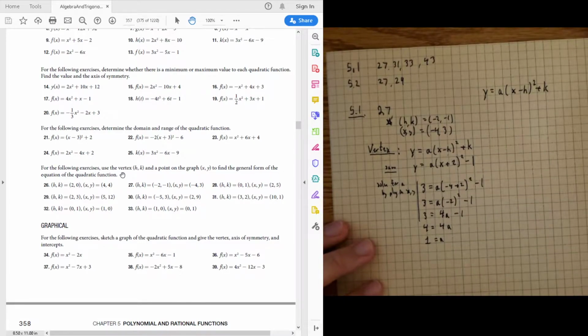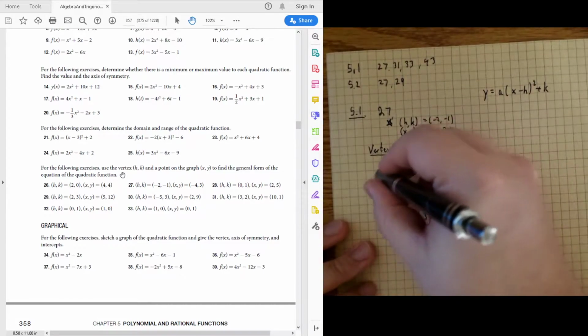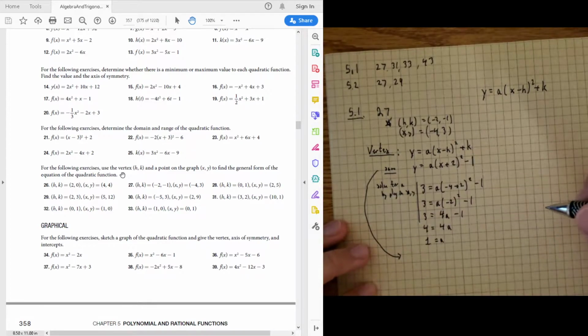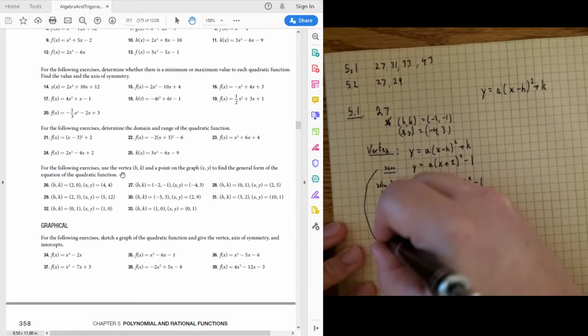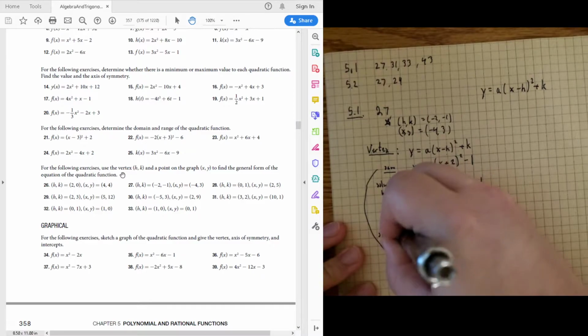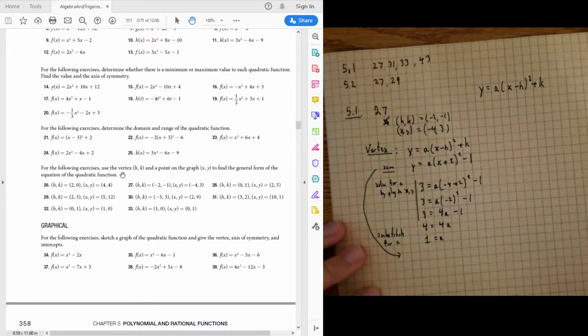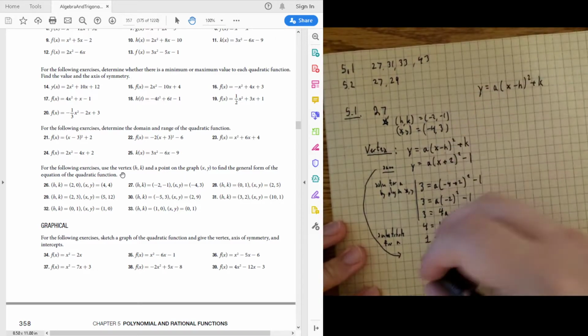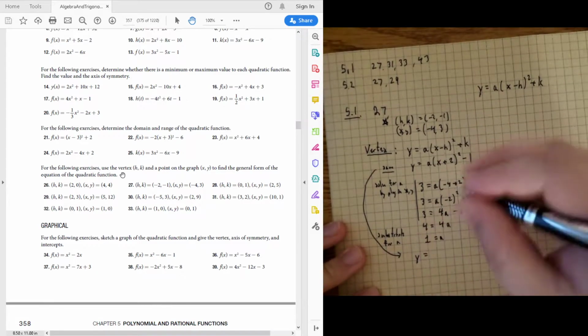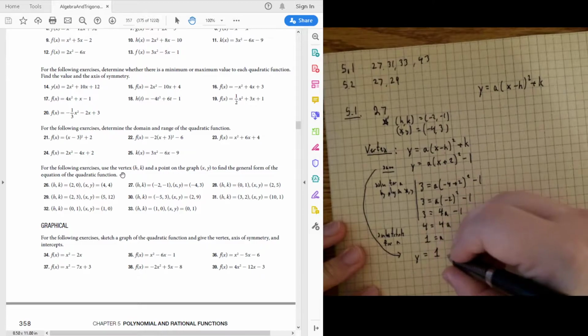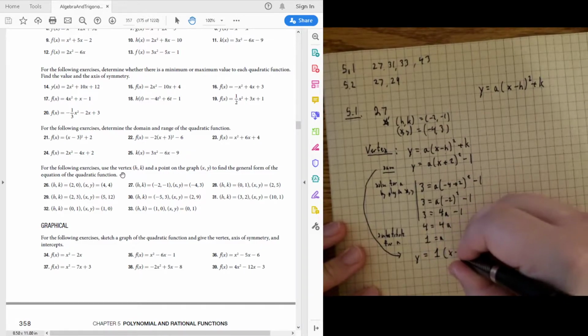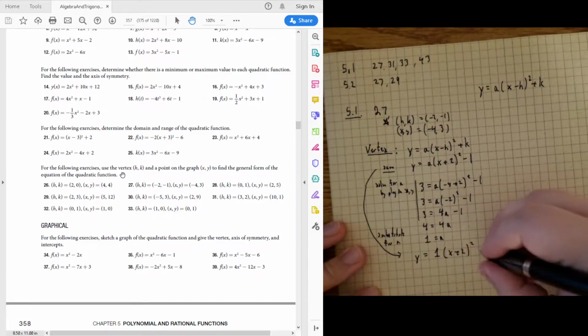That's pretty good so far. Now I'm going to take that saved equation, come back here, and substitute for a. Now that I know what a is, I can plug it in. So I would have y equals a, which is 1, times (x plus 2) squared minus 1.